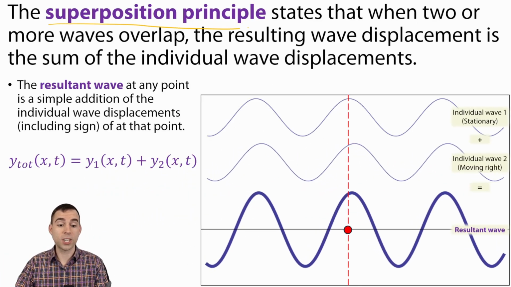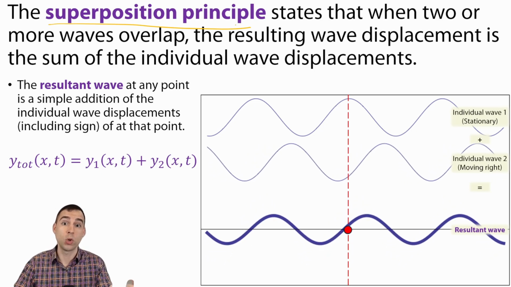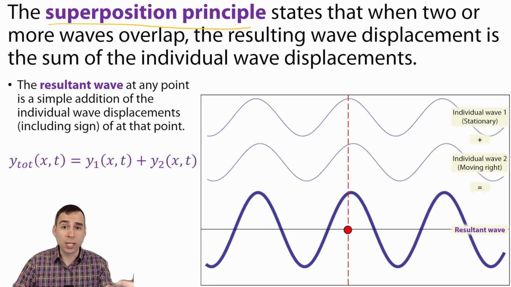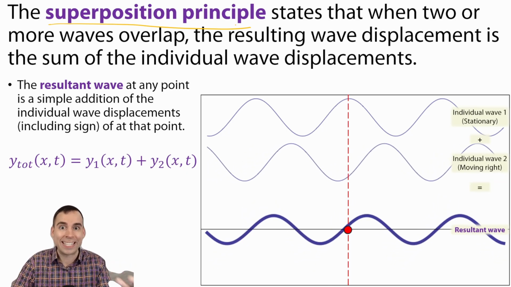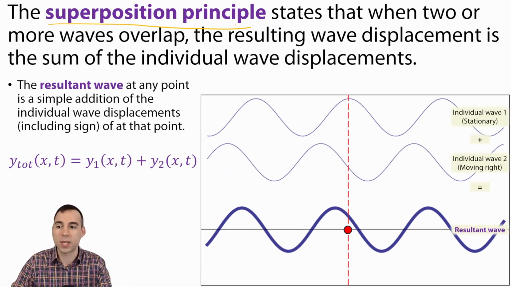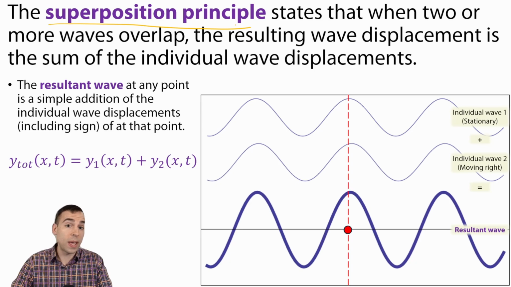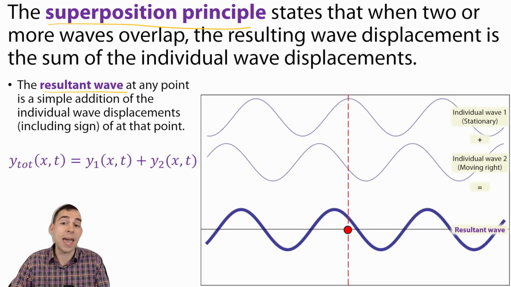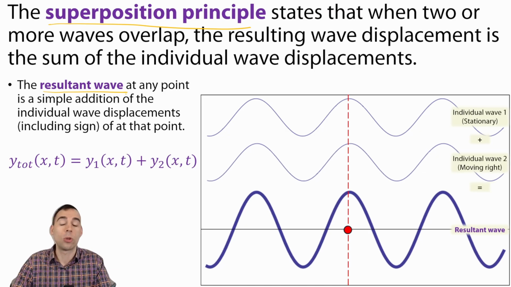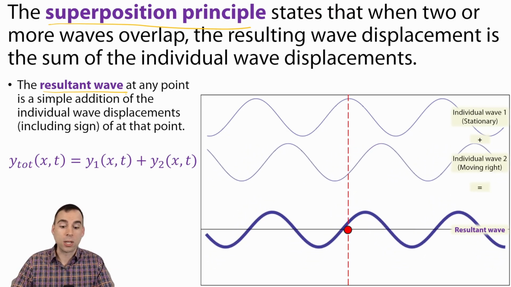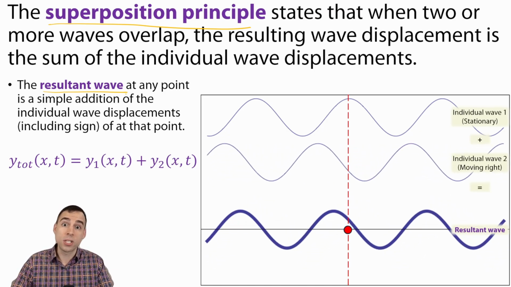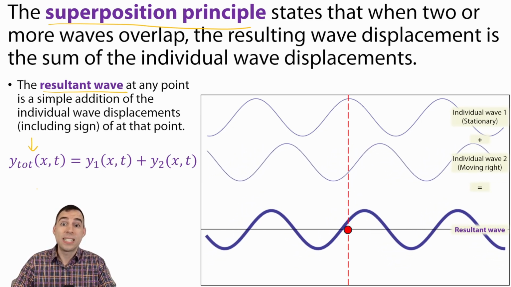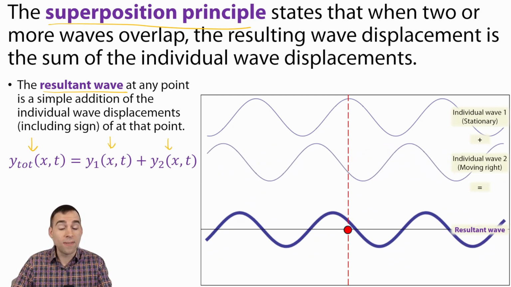The superposition principle describes how two waves interact as they overlap with each other. Essentially, their displacements will add together, considering the sign of the displacement. We would call the two waves that are adding together the individual waves, and the total wave that we get when we add them together is called the resultant wave.